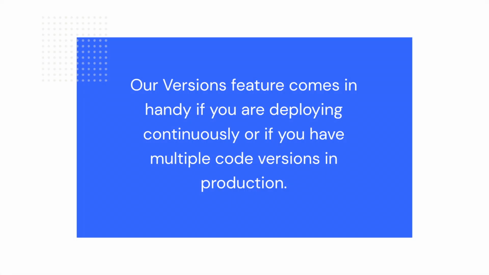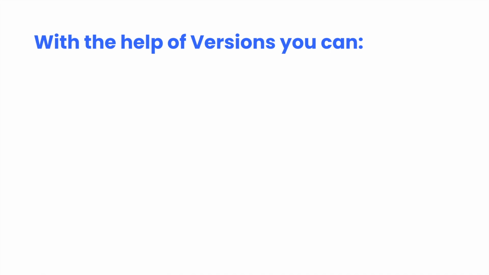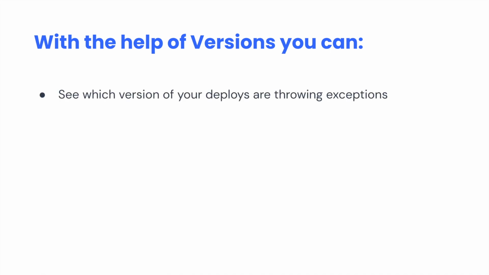The versions feature is available to our advanced and enterprise plan customers as a useful addition to deploy tracking. This feature is especially useful if you are deploying continuously or if you have multiple code versions in production. With versions and deploy tracking working together, you will be able to see all of the code changes deployed in each version and see if those changes have caused any errors.